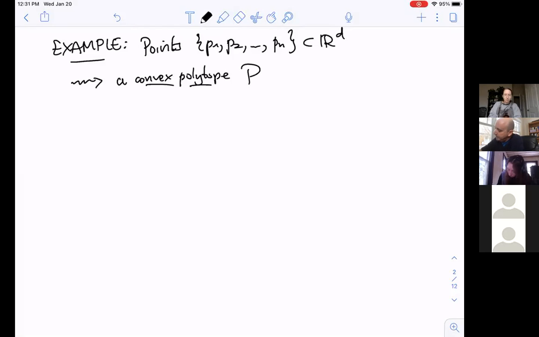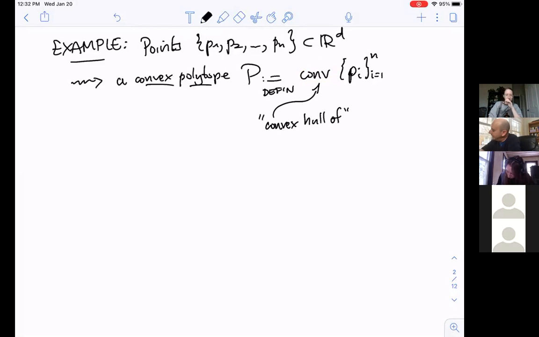Convex polytope, capital P. P is going to be defined to be, okay, so this is a notation that I use a lot: I'll use colon equals to mean I'm giving you the definition of the object on the left of the colon equals. The convex hull of, conv of, and then I'm going to write this set P_i, i goes from 1 to n. Okay, so what the heck is this conv thing? I'm saying the convex hull of the set of points. And what is this? This is the smallest convex set that contains those points. There's many ways of saying this. Smallest convex set containing them.